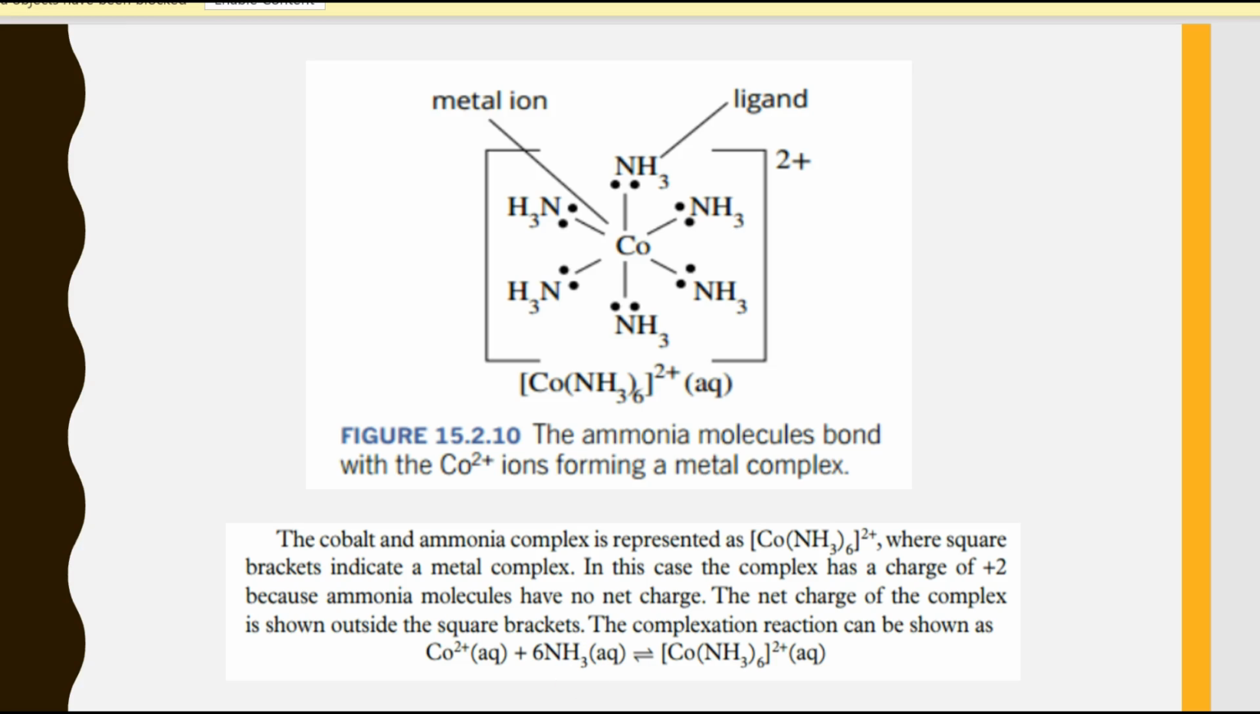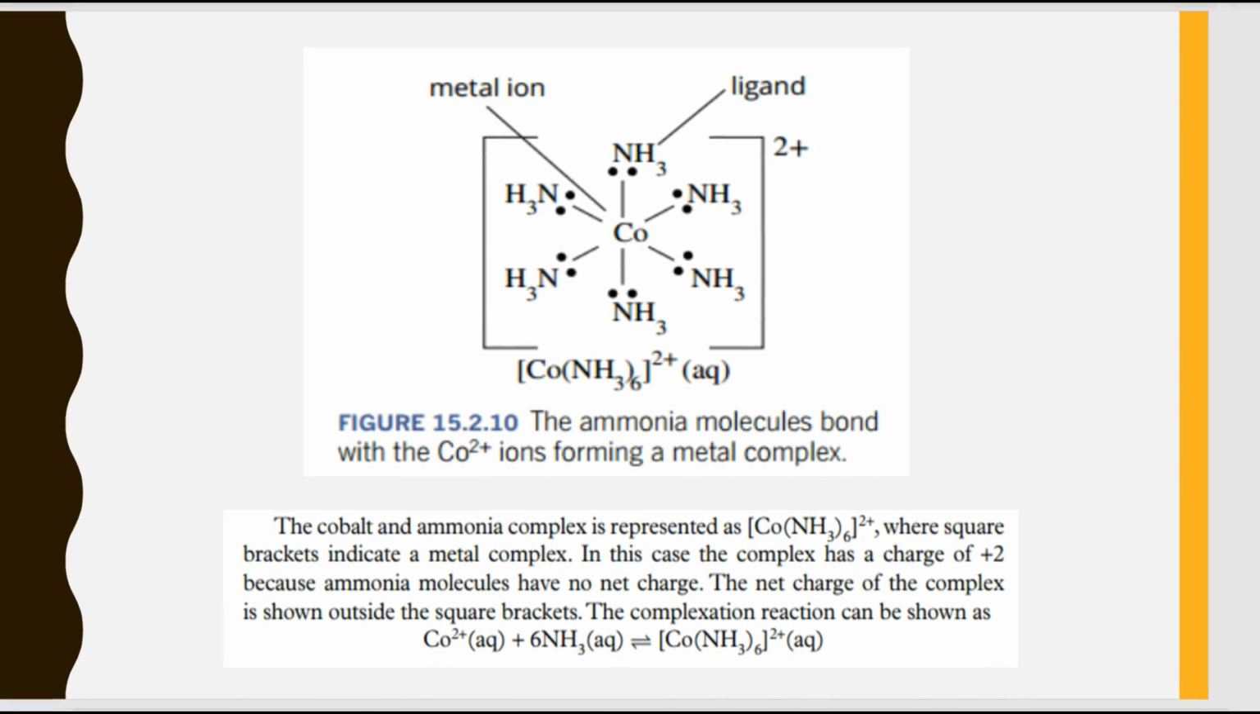Here we have our metal ion, and you can see that in the center there. We have cobalt in the center, which is our metal ion, surrounded by the ligand, and the ligand in this case is our ammonia molecule, and it's bonding to the cobalt. Now when that all happens, that's called a metal complex, and you can see there that it's represented with square brackets around the complex, and the charge is written on the outside.